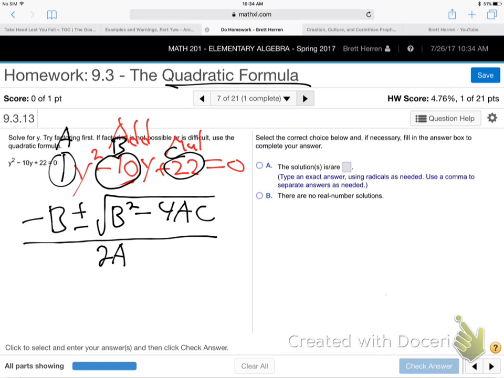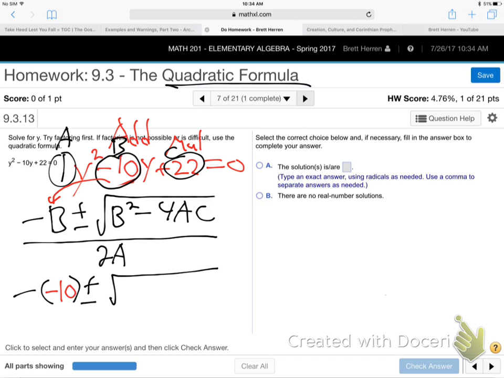So plug them in. Now notice the formula has negative whatever B is. And what is B? B is itself negative 10. When I put this in right here, remember, you always put parentheses around stuff you're plugging into formulas, right? So we get negative (negative 10), which is positive 10. Everybody with me? Am I losing you?